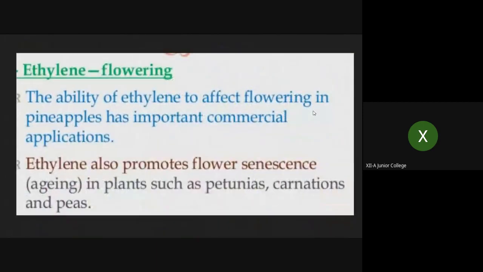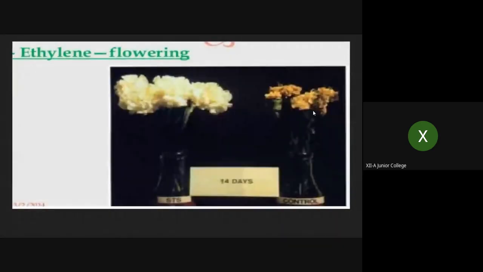And the last one is that it promotes flower senescence in some plants. So by the application of ethylene, flowering is also promoted.